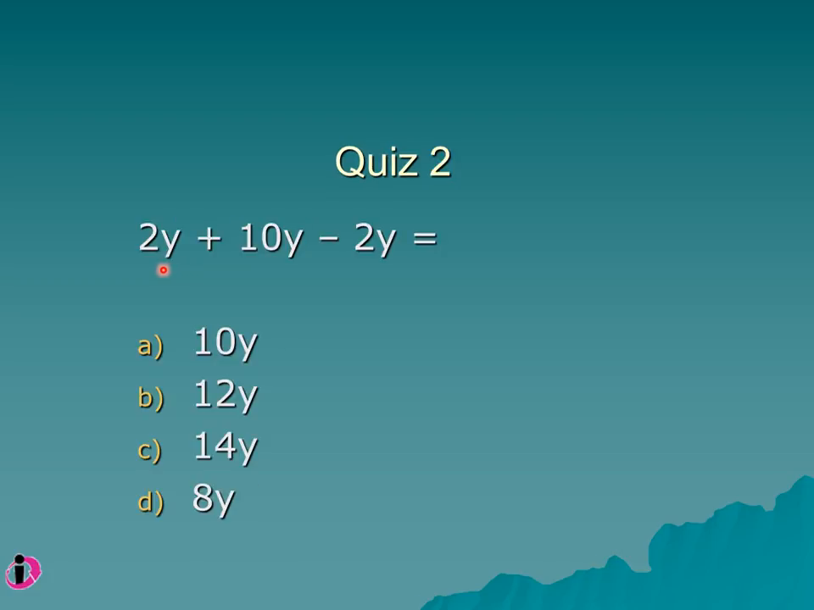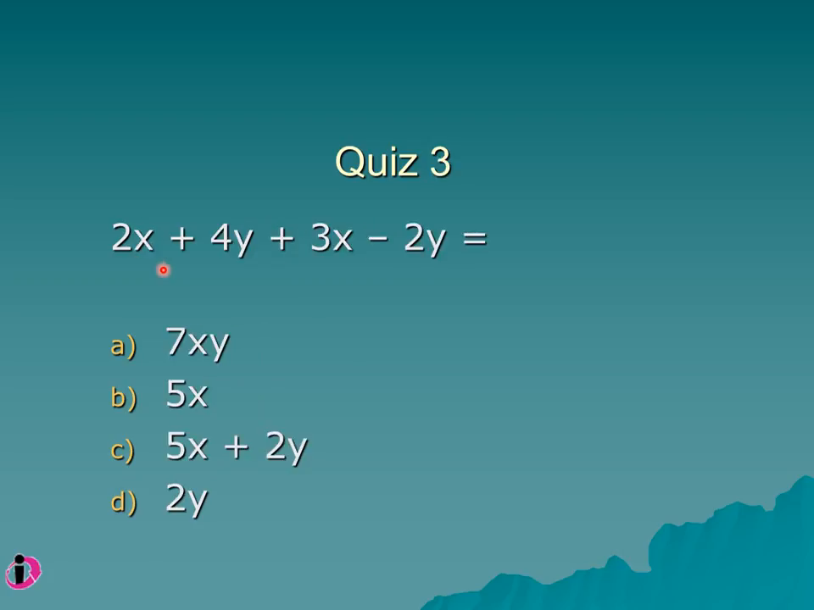2y plus 10y minus 2y. All of these are like terms because they all have the same letter. If you add and subtract, you'll end up with 10y, right? So the right answer is A. How about this one? If you look carefully, there are 2x and 3x. They are like terms. If you add them, you'll get 5x, right? And 4y and negative 2y are like terms. If you subtract, you'll get 2y. It will be plus 2y because 4 is higher and it has plus, so the answer will be C.